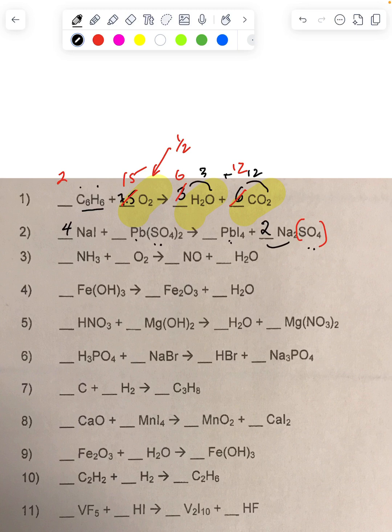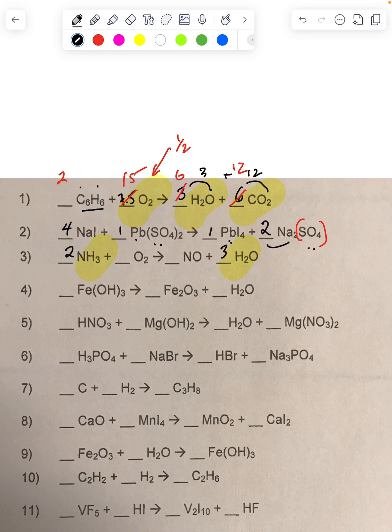Right now, the lead is 1 on this side and also 1 on this side. Sulfates are 2 and 1. So maybe I'll put a 2 here. That changes my sodiums to 4 and my sulfates to 2. And my lead is still balanced and my iodides are balanced. Actually, everything is balanced now if you take a careful look. 1 and 1. We don't typically write the ones, but I just put them in there to help you get this. Okay, next one, ammonia plus oxygen goes to nitrogen monoxide and water.